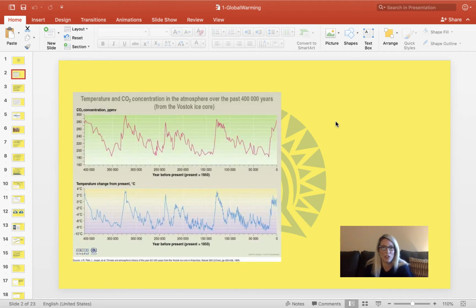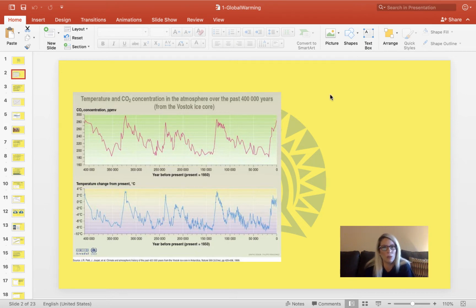The first thing I have here is a couple graphs for you to look at, and we put them side by side so you can compare them. On the y-axis, we have the CO2 concentration on the top graph here, and on the bottom graph, we have the temperature change. Now, the x-axis is the same for both graphs. These are going to be years before present. On the right-hand side, this is going to be right now, and then on the left-hand side, this is going to be 400,000 years ago. So this would be way back in history, and this is going to be right now.